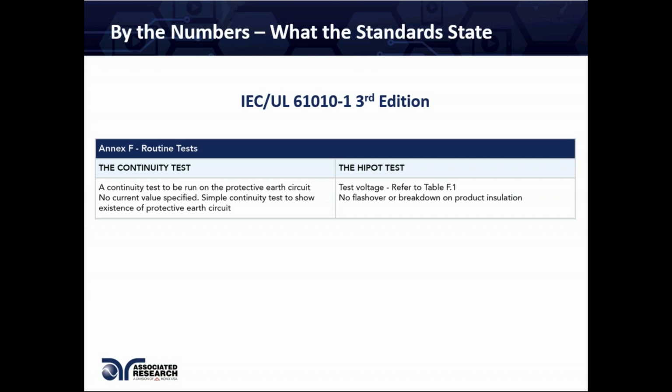So if you ask me, I would be more leaning towards running a 1-second ground bond test on fully assembled products, and that's what we have seen over the years. And if you look at this requirement from the 61010 standards for test and measurement equipment, a continuity test to be run on the protective earth circuit, no current value specified, simple continuity test to show existence of protective earth circuit. So this is a very, very basic requirement.